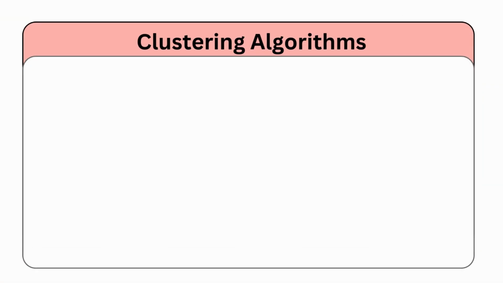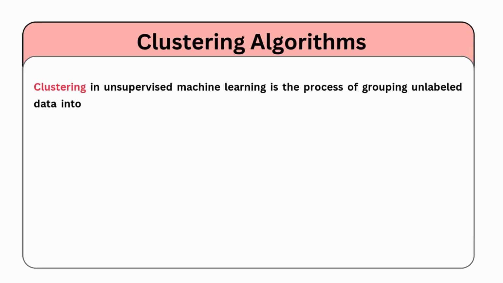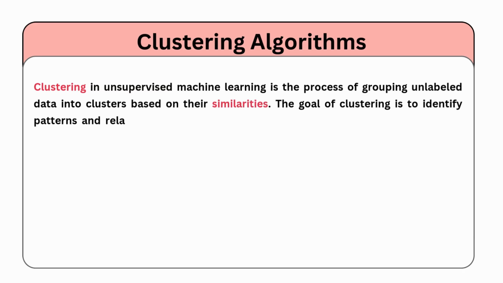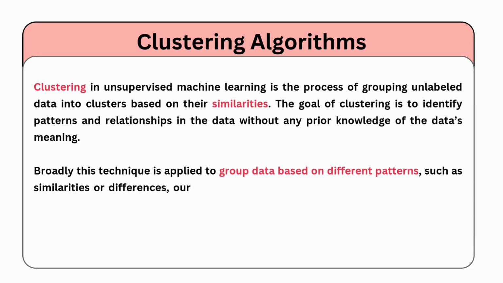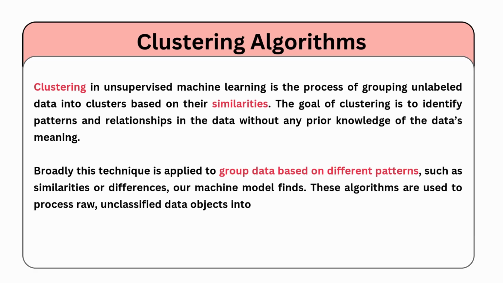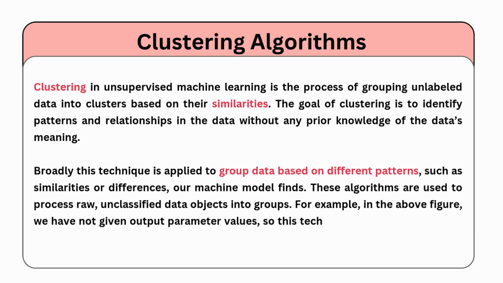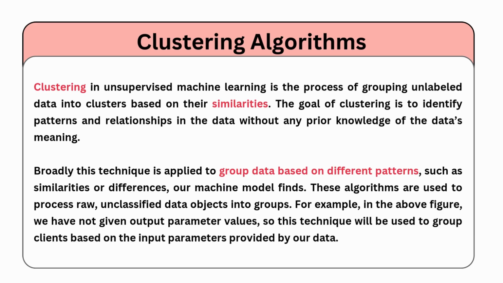Clustering algorithms. Clustering in unsupervised machine learning is the process of grouping unlabeled data into clusters based on their similarities. The goal of clustering is to identify patterns and relationships in the data without any prior knowledge of the data's meaning. Broadly, this technique is applied to group data based on different patterns, such as similarities or differences. These algorithms are used to process raw, unclassified data objects into groups. For example, in the above figure, we have not given output parameter values. So this technique will be used to group clients based on the input parameters provided by our data.